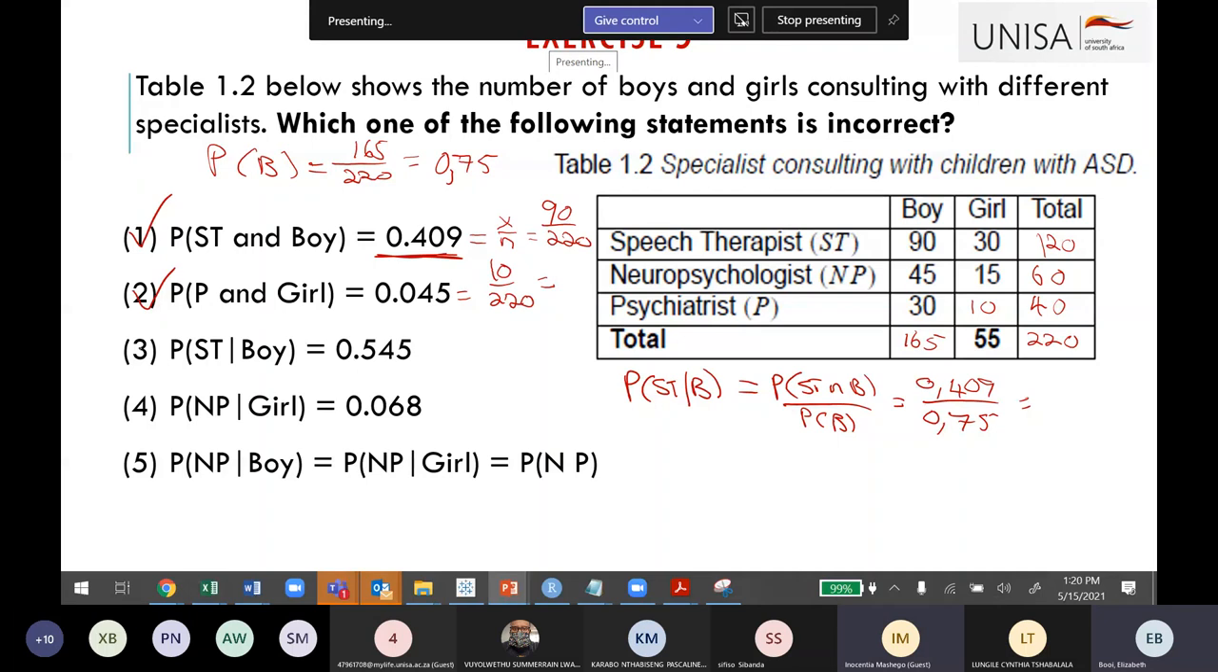It's 0.545, which is correct. Now calculate the probability of NP given that it is a girl, which is the probability of NP and a girl divided by the probability of a girl. So we need to find the probability of a girl. It's 55 divided by 220. 55 divided by 220 is 0.25.